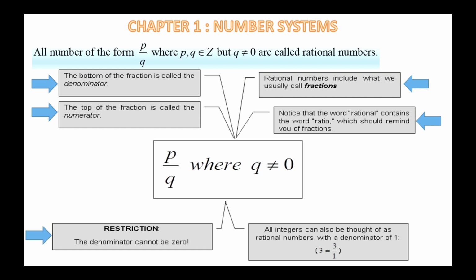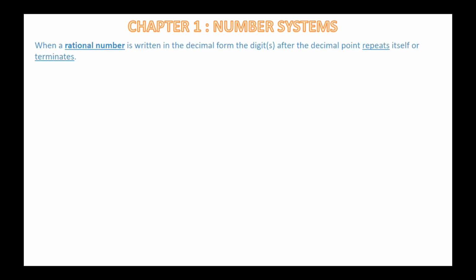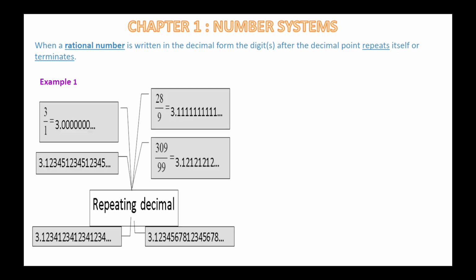Restriction. The denominator cannot be 0. But the numerator can. All integers can also be thought of as rational numbers, with a denominator of 1. When a rational number is written in decimal form, the digits after the decimal point repeat themselves or terminate. Example 1. From the diagram shown, we can say 3 divided by 1 equals 3.00 and so on.